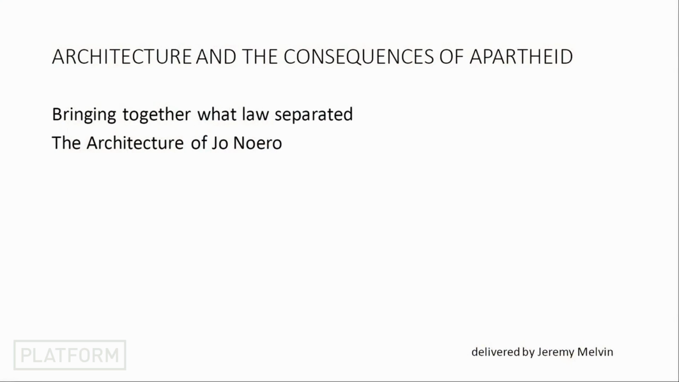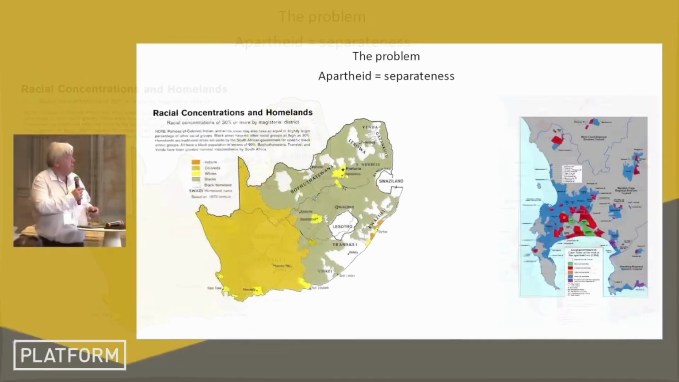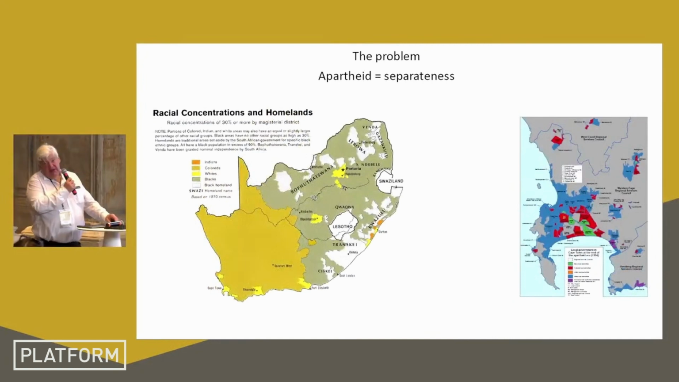Anyway, I want to talk about architecture and the consequences of apartheid, which is bringing together what law separated and how that can be seen in Joe's work. Apartheid means separateness, in other words, the opposite of together.